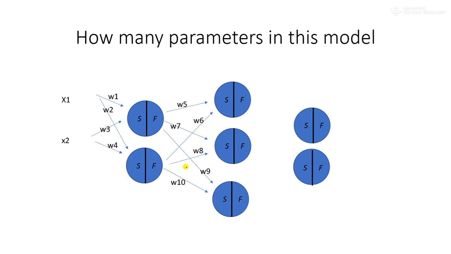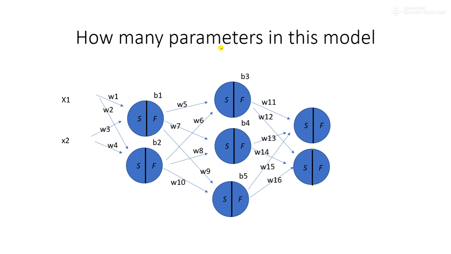Then I got 10. Then I got 16. So in this case, I got 16 weights. And how many bias? 5. 1, 2, 3, 4, 5. So 16 plus 5 means 21. So I got 21 parameters.